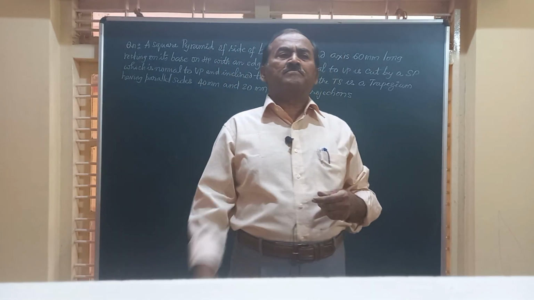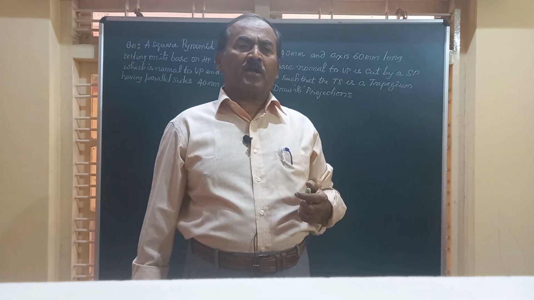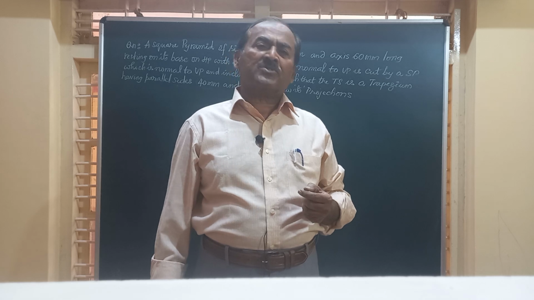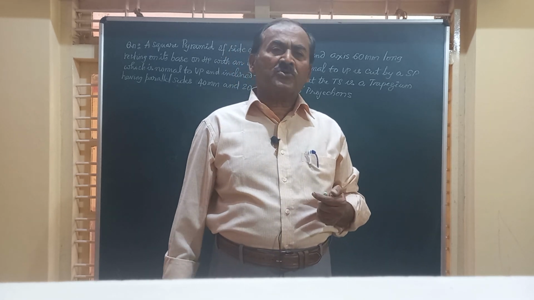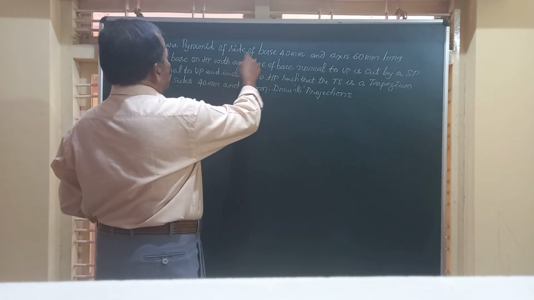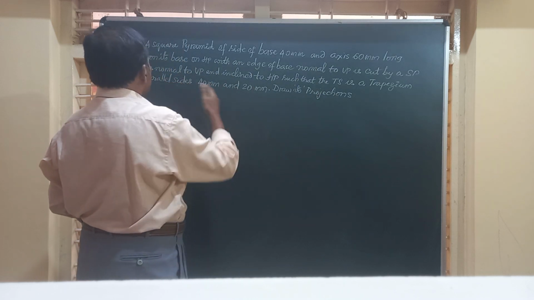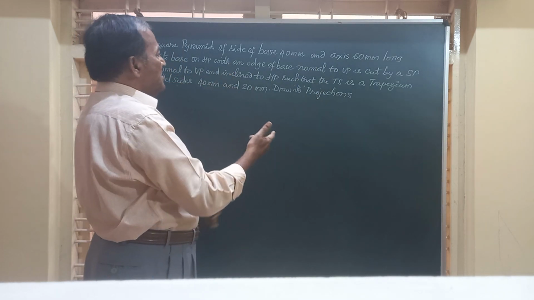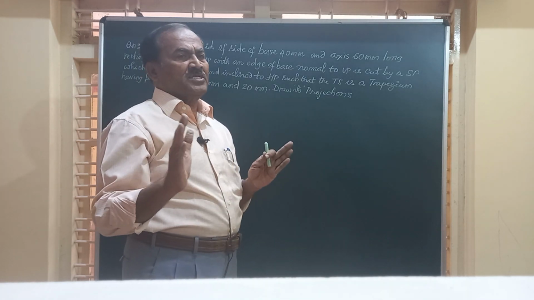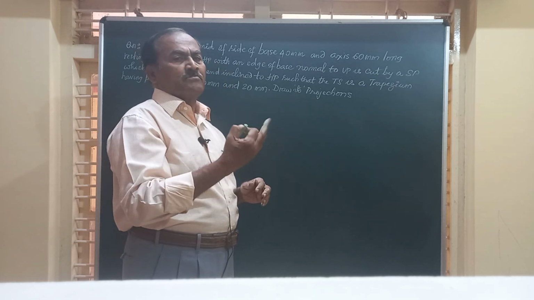Good morning, friends. In today's video, we are going to work out a problem on the section of a square pyramid. The question reads like this: a square pyramid of side of base 40 mm and axis 60 mm resting on its base on HP with an edge of the base normal to VP. So we'll write down the initial position of the solid and then we can proceed with the cutting plane.